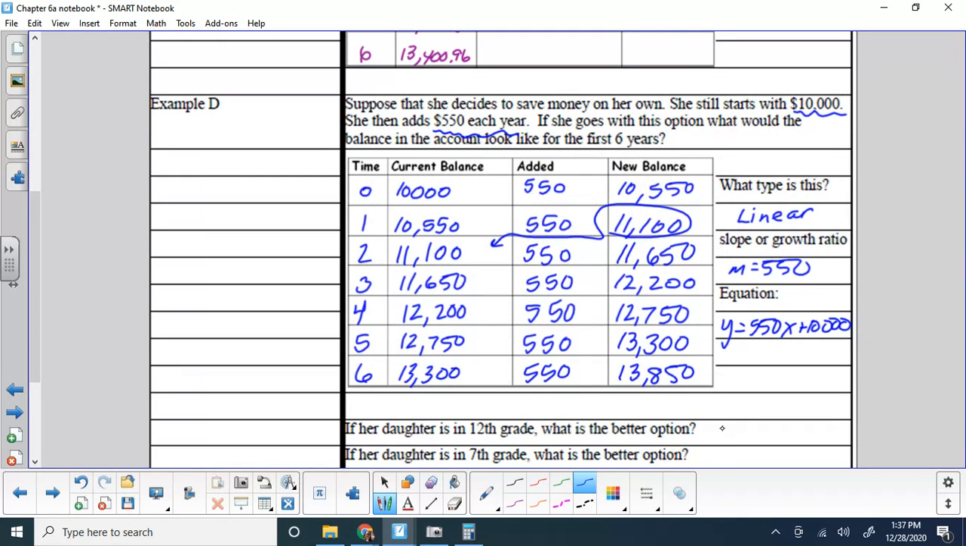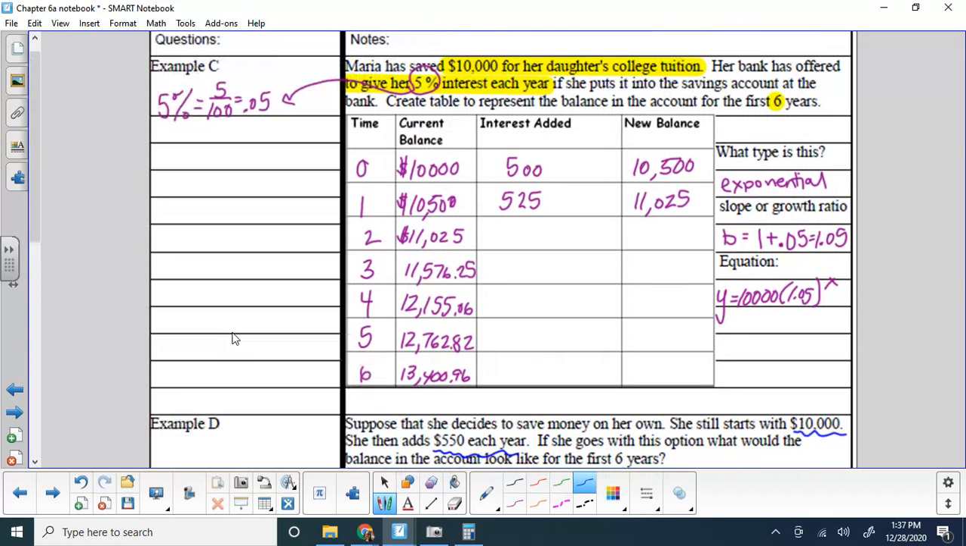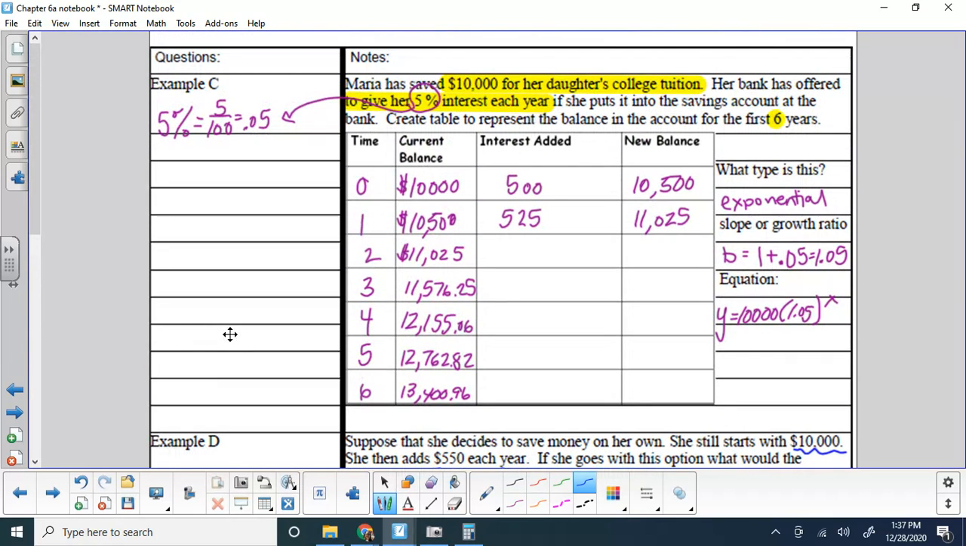Well, I would say option 2, because option 2 gave her more money. But if her daughter's in 7th grade, I would go with option 1 because her daughter is going to get more money out over the time that she has to wait before she would need to use that money for college. All right, friends, this was a great lesson on exponential equations versus linear equations. I hope it makes sense, and I look forward to working with you soon.